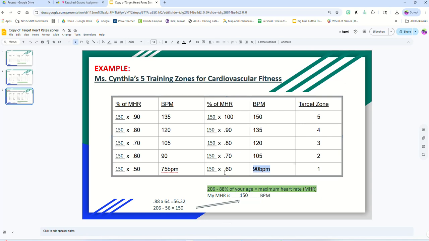Now, let's say that I'm already good here and I need to step it up a level. So then I want to calculate what my target zone is for 2. What are my beats per minute for level 2, zone 2 for cardiovascular training? I'm going to start with the 60%. This one's now my low end. So all I have to do is take this 90 beats per minute and transfer it over here, because we've already calculated the 60%.